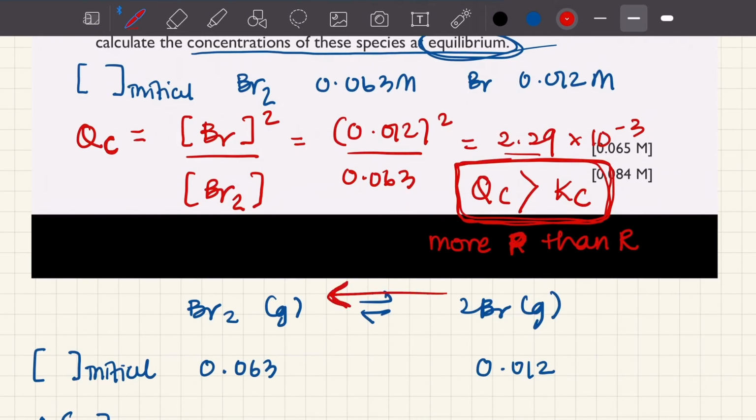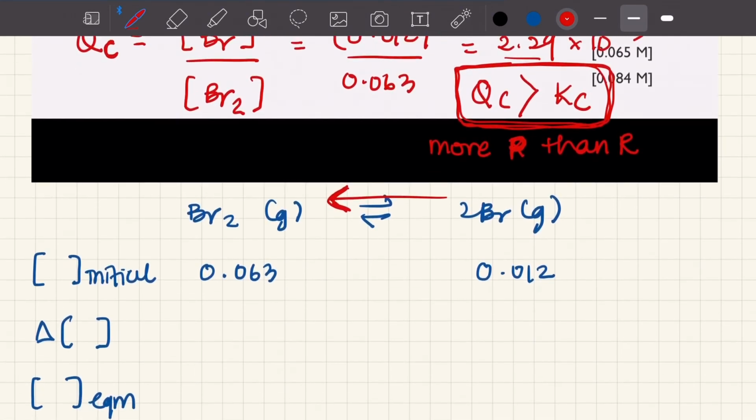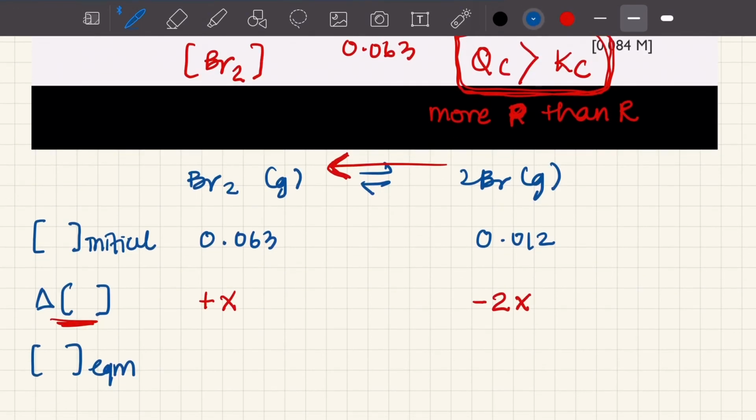Okay, so that means for your delta, this will be plus X sebab itu dah awak punya product. Okay, ini awak punya minus 2X reactant because it is going to be reversible lah. Okay, right. So continue. 0.063 plus X. Ini 0.012 minus 2X. Alright.